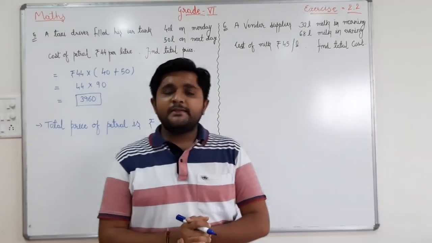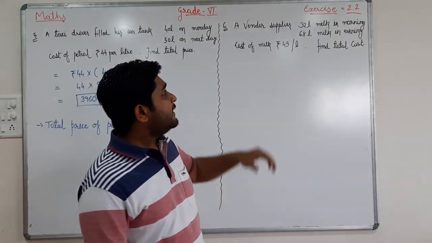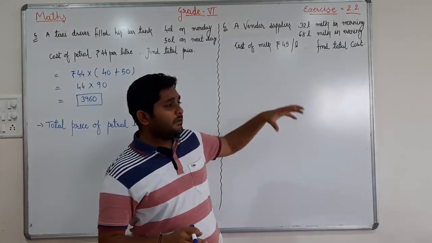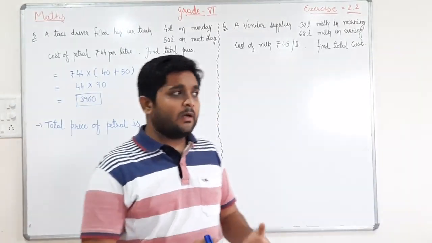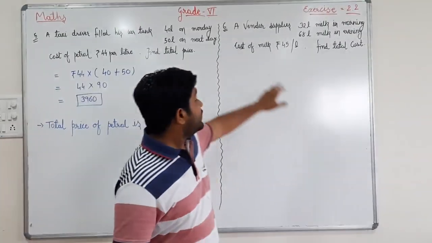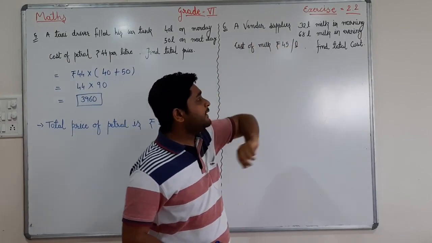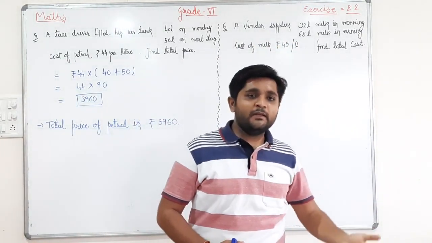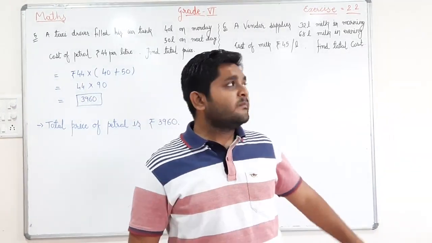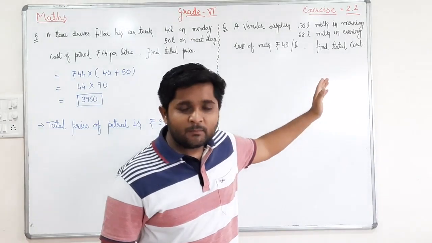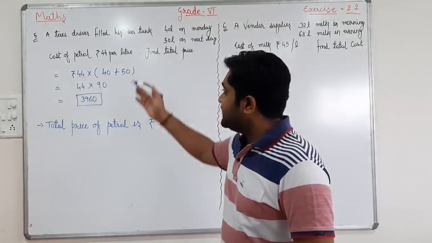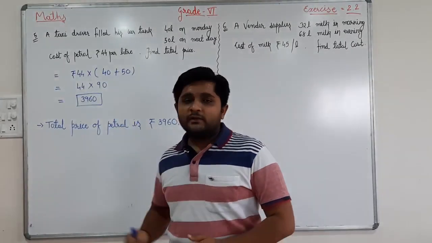Now question number 6, same question. The vendor supply. So you know that in the small villages, the person having the cow and buffaloes, they give this milk to the dairy. So a vendor supply 32 liter milk in the morning to the milk company and 68 liter milk in the evening. So total milk supplied by the vendor is 32 plus 68, but the price of the milk is rupees 45 per liter. So same question as we solved question number 5.